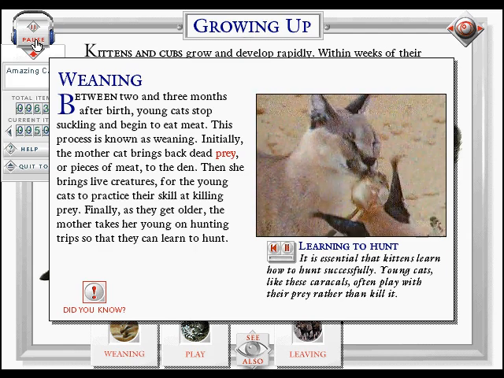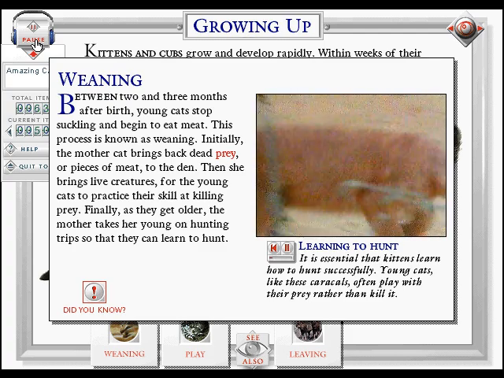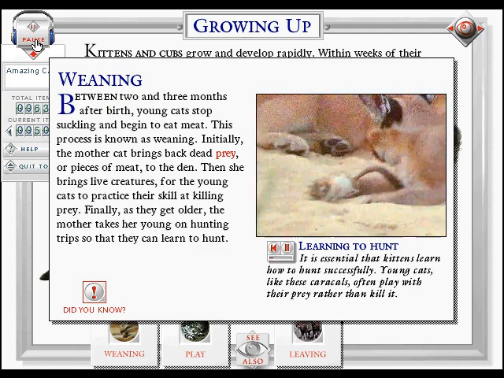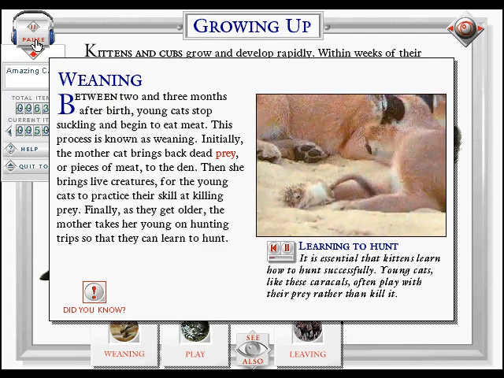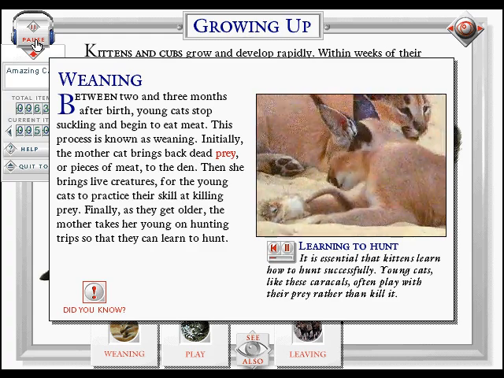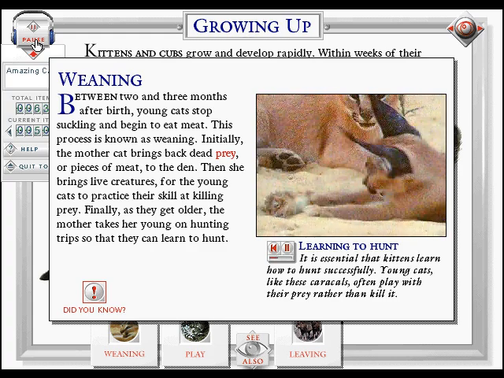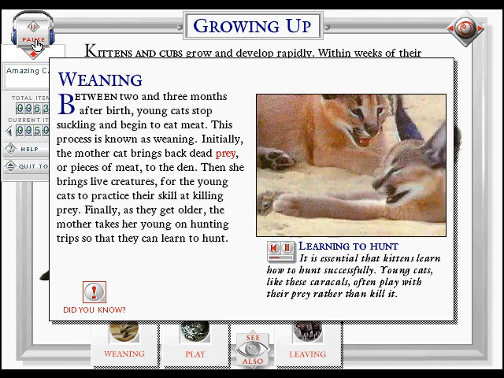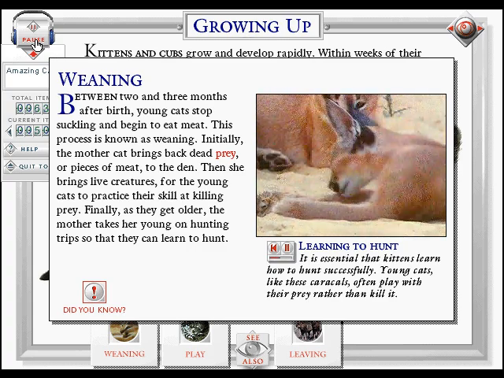A mother caracal presents her cubs with a live gerbil. From an early age, young cats must learn to hunt. The cubs play with the gerbil like a toy, developing the hunting skills they will need for survival in adult life.